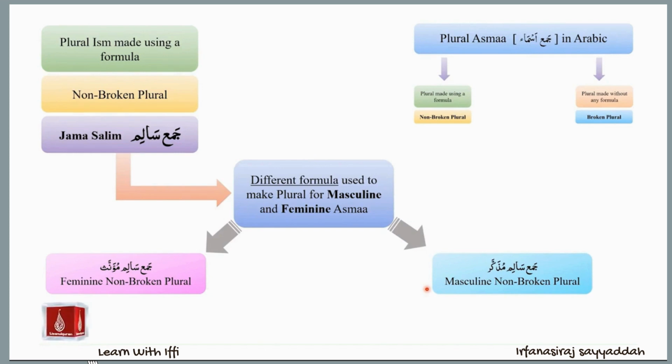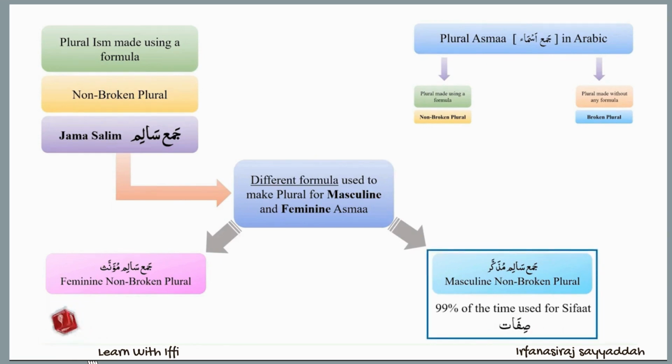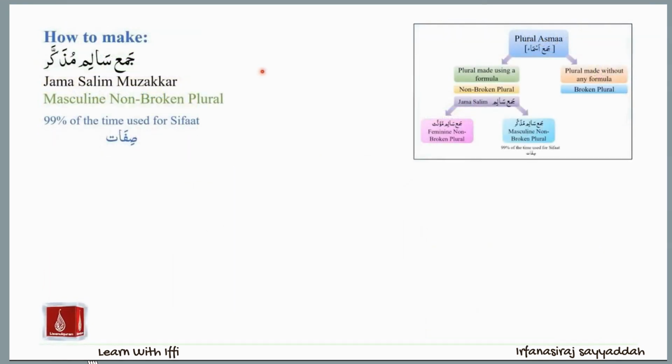The first step and the first most important thing to note is that 99% of the time or majority of the time, Jama Salim Muzakkar or masculine non-broken plural will be used for sifat. And as we recall, sifat are included within the category of ism. In this section, we will learn how to make Jama Salim Muzakkar or masculine non-broken plural.